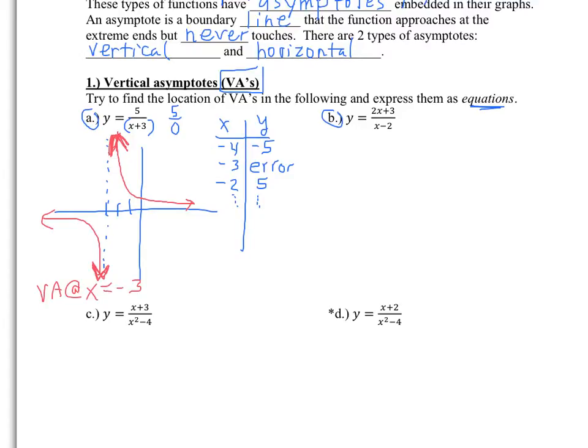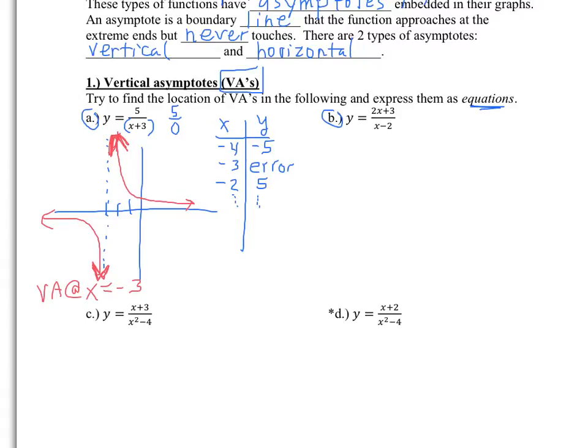X equals -3. Recall from your algebra days that, please excuse my dog barking upstairs, recall that if you have a vertical line, the equation for it is x equals whatever that number is. So that's where we have a vertical asymptote.